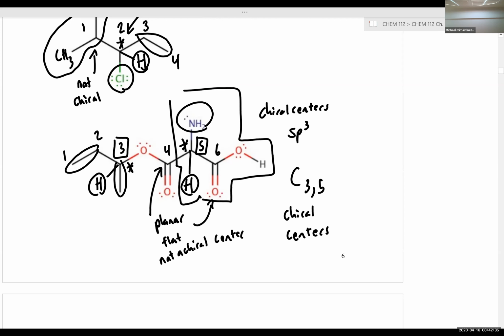Okay, so the key takeaways from this discussion: a chiral center has 4 different substituents. Planar carbons are almost never chiral centers, and chiral centers are overwhelmingly sp3. Does that make sense to everyone? For those who answered 4 and 6, did that clarify? Does that make a lot more sense? Okay, perfect.